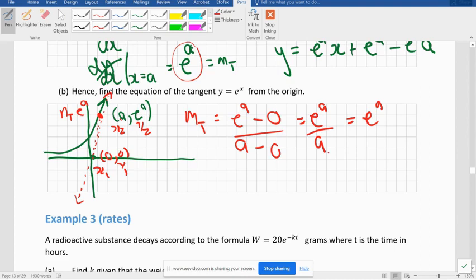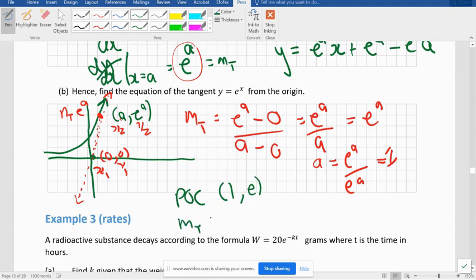And if you just rearrange that, you'll get a is equal to e to the a over e to the a, which explains that a has to be 1. Okay? So once you know that a is equal to 1, yeah, I told you it was a tough one, you then can actually just do it like a normal question. So the point of contact would be 1, comma. Now, if you sub that into the original equation, e to the 1 is just e. The slope of the tangent, we can use just this equation here. We know the slope is e to the a, or in this case, it's e to the 1, okay?